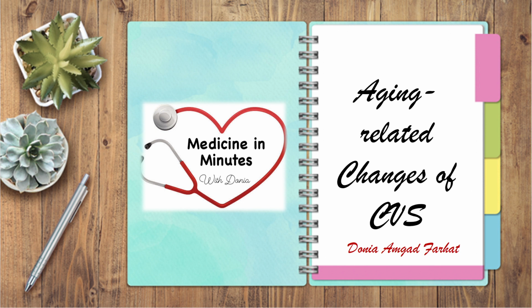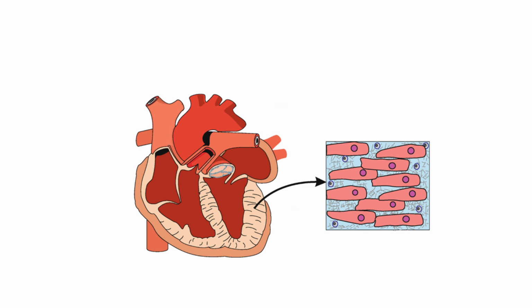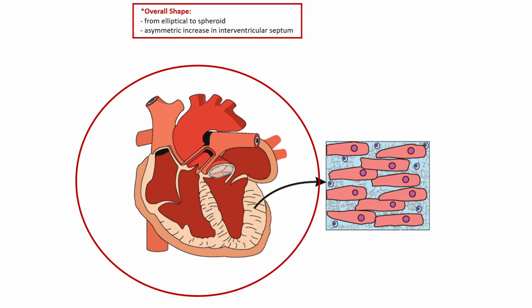Moving to lecture 2, which is aging related changes of the cardiovascular system. This is our cardiovascular system, or the heart. What happens in our heart? First of all, the overall shape changes from elliptical to spheroid. And take care because this point came before in the MCQ exams. Also, there is an asymmetric increase in the interventricular septum.